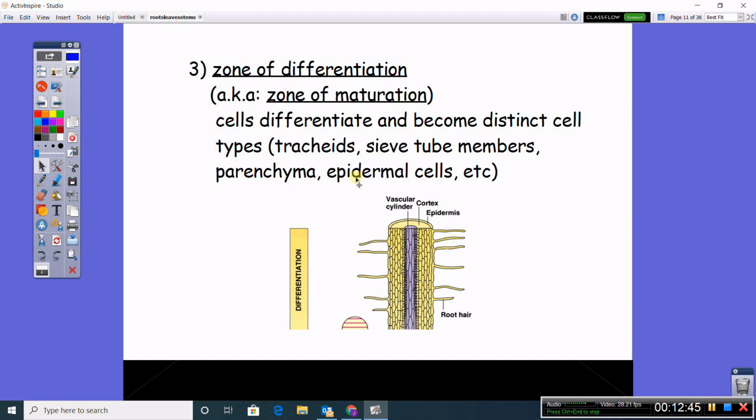This is the region where the cells differentiate. They take on a specific role or cell type. So think about all the different types of plant cells that we talked about last week. Your tracheids, your vessel elements, your sieve tube members, your parenchyma cells, your epidermal cells, all those specific cell types.